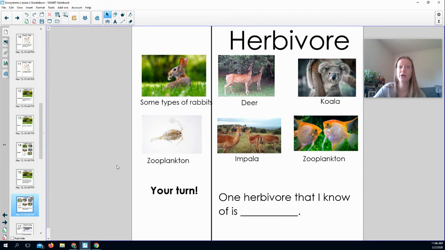Your turn. One herbivore that I know of is blank. Use the word in the sentence. You can use one of these, that's fine, but more importantly is a complete sentence. Go.